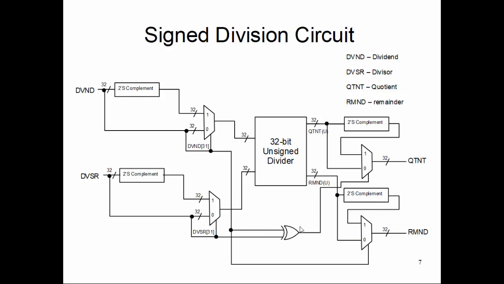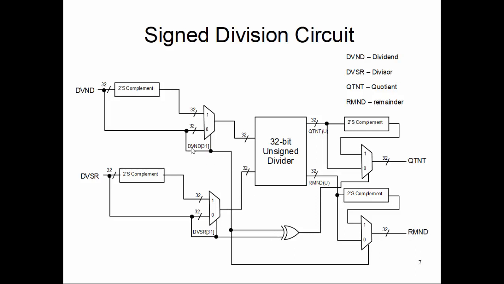We deploy the same XOR circuit connecting the MSB of the dividend, the 31st bit, and the MSB of the divisor to determine the sign of the quotient, and select that quotient accordingly, either in its uncomplemented form or 2's complemented form. Now for the remainder, as I said, the remainder has to be the same sign as the dividend.